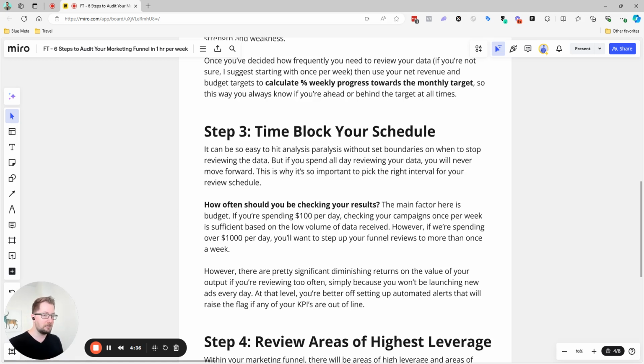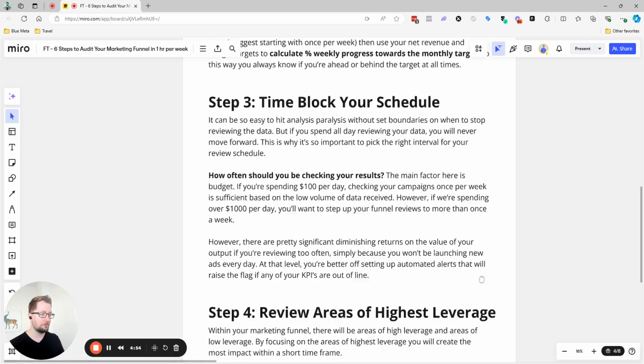But time blocking is super critical to having a productive week, because otherwise what's going to happen is it's not going to take you an hour to review all of your data and review your funnels. It's going to take you 2 hours. It's going to take you 3 hours, because as things are coming in, you're just addressing them. It's very inefficient. So time block your schedule as a part of this.